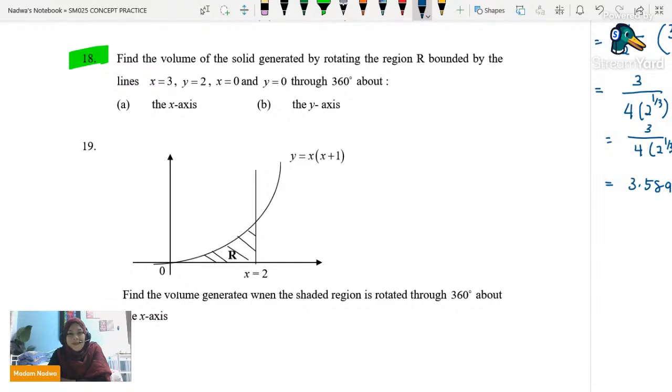So, kita teruskan dengan soalan nombor 18 ni pula, soalan volume. Dia kata find the volume of the solid generated, sebab soalan 1.4 ni dia ada 3 part tau. First part adalah how you actually do the final integral, maksudnya buat integration biasa tapi dia ada limit. And then the second one is area, and the third one is volume.